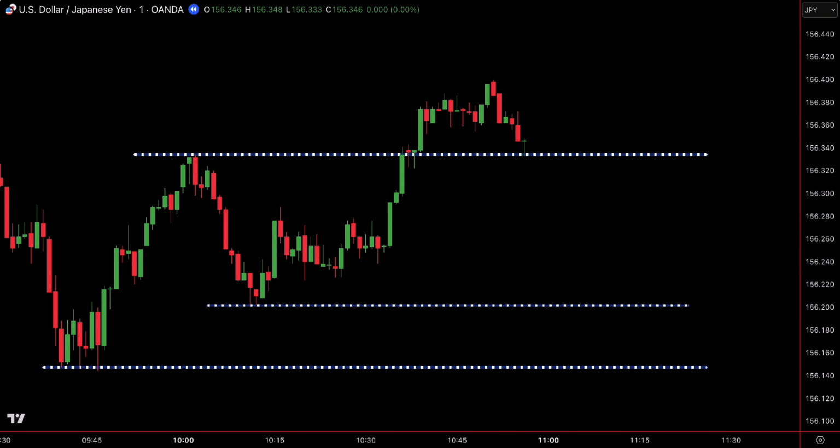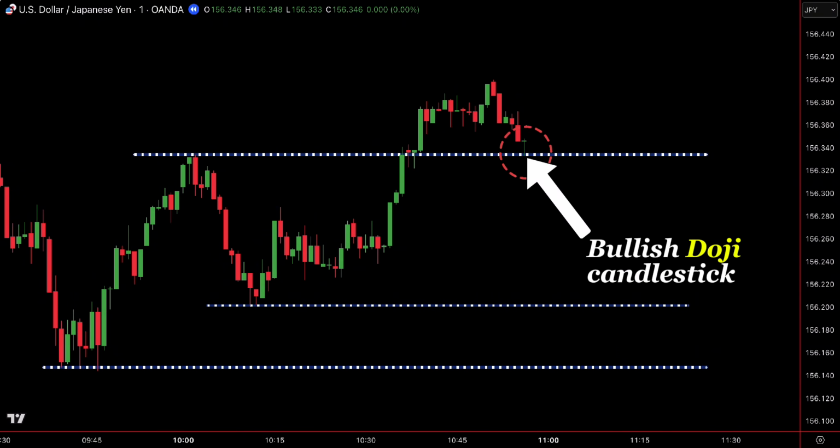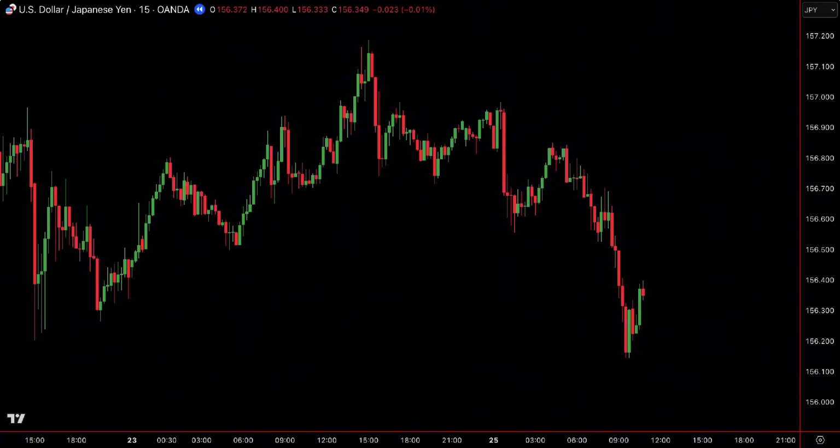Price pulls back, forming a clean retracement, and once it reaches the support level, it gets rejected and forms this bullish doji candlestick. The long wick shows sellers were rejected and buyers stepped back in, signaling the beginning of a new impulsive move. Now let's jump to the 15-minute time frame, which is the higher time frame for the 1 minute, to see if it supports our setup.